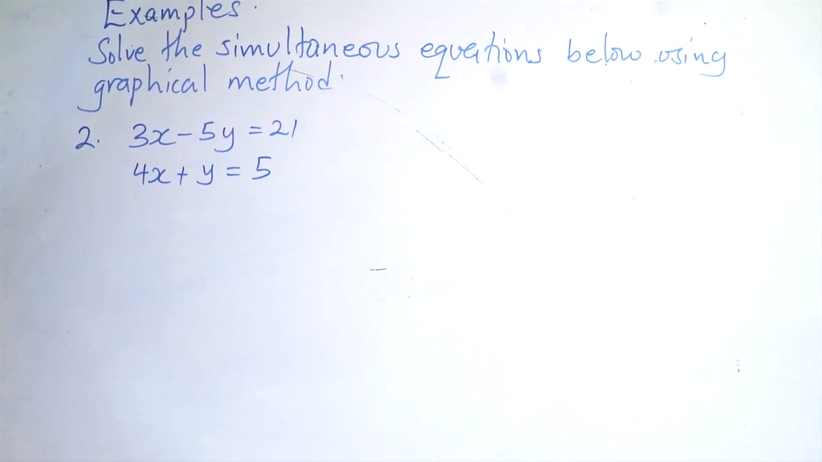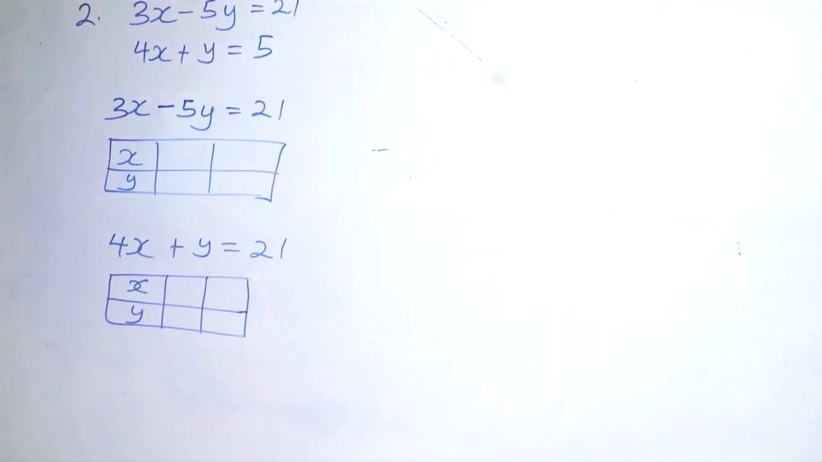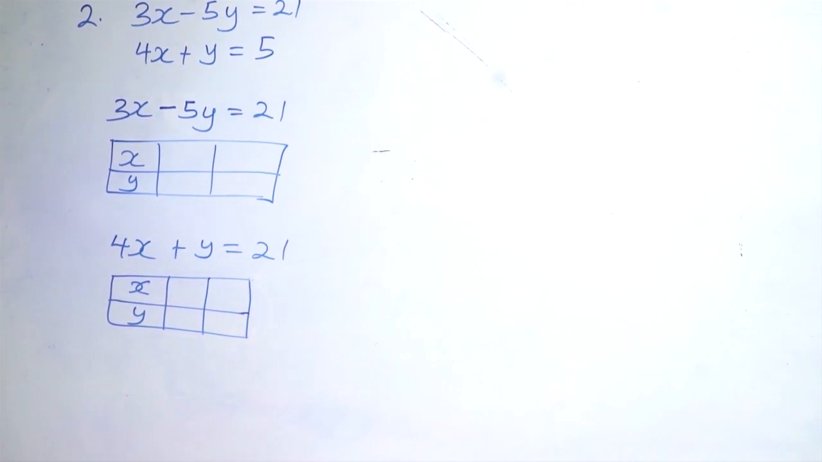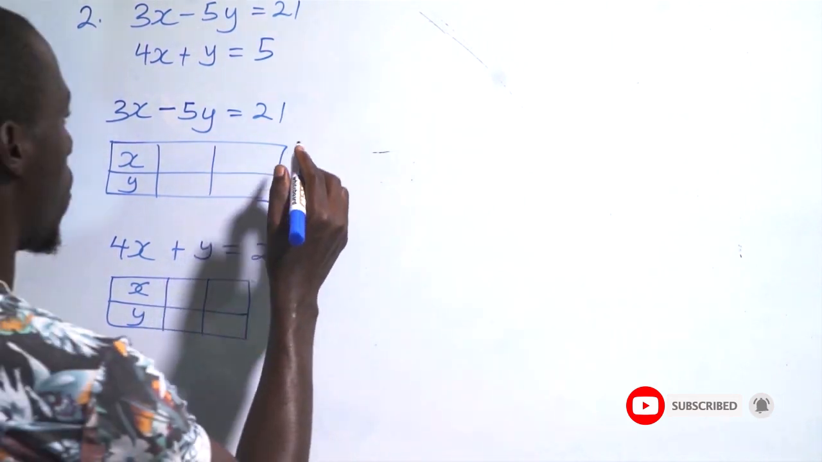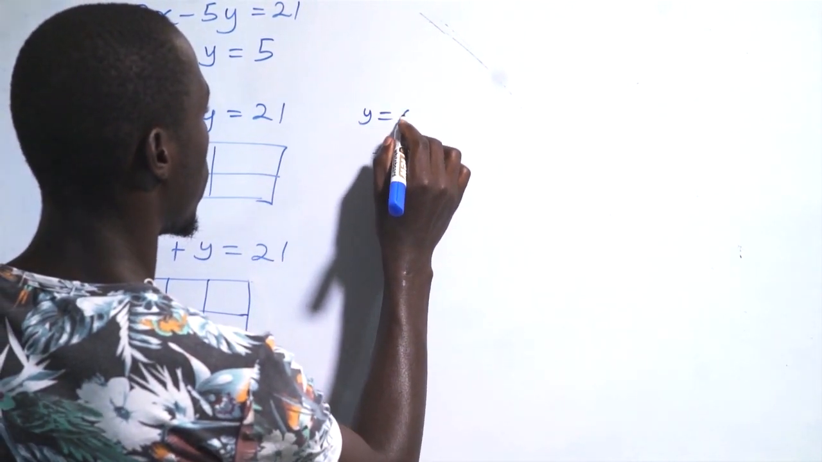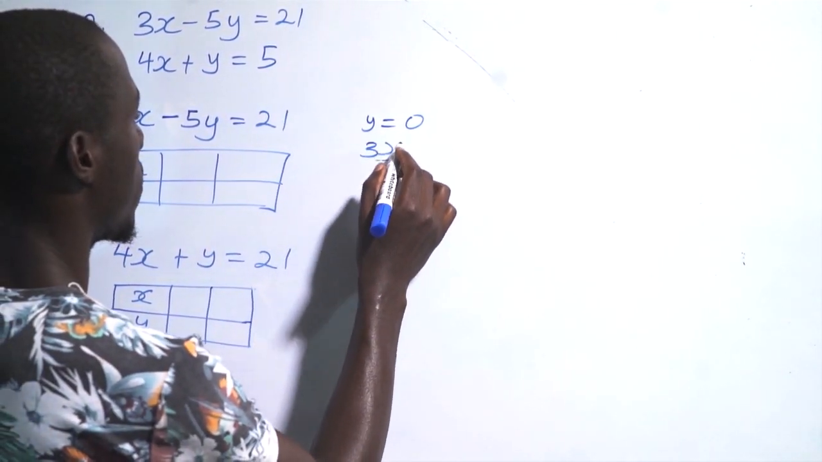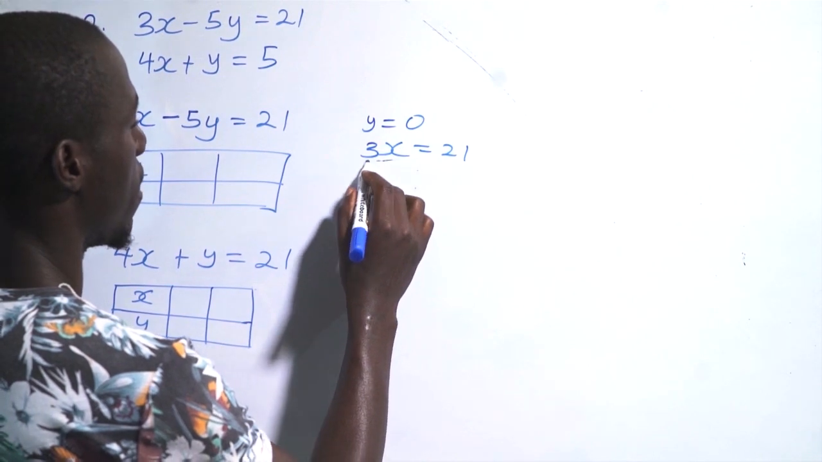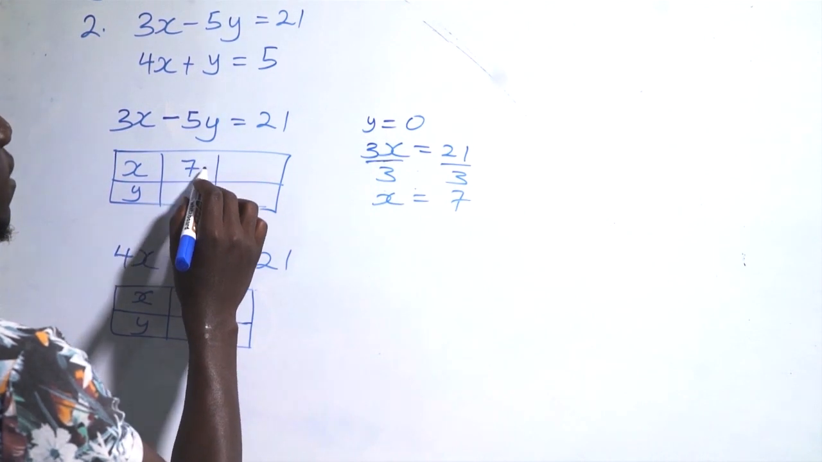So our example 2, we are having 3x minus 5y is equivalent to 21, then 4x plus y is equivalent to 5. So generating the points, you can choose whatever you wish. Suppose I make y 0 here, so I'll be left with 3x equivalent to 21, and then dividing both sides by 3, I get the x value as 7.